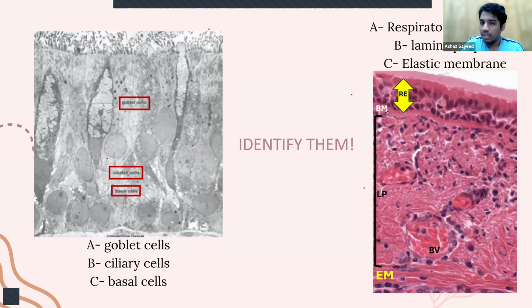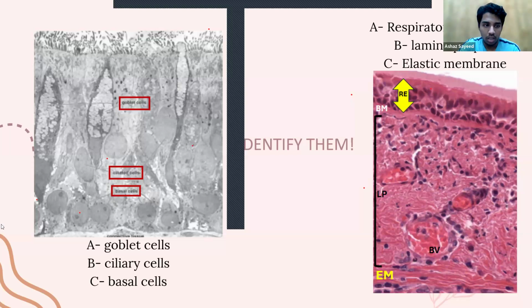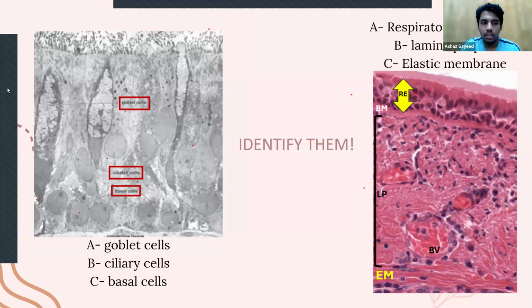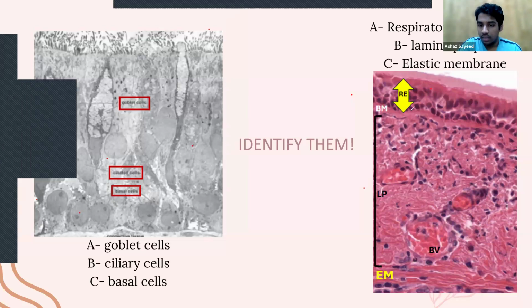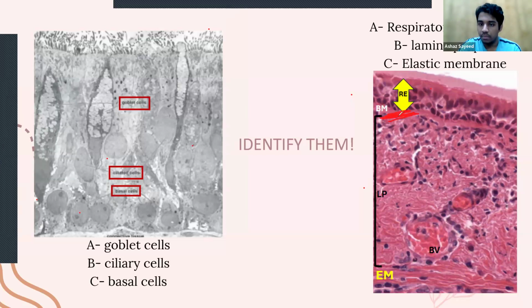I gave you guys a hint because of the basement membrane being there, and then another membrane being there. That was the hint over here. So anytime you see this, just know that this is the respiratory epithelium. The respiratory epithelium and the lamina propria are separated by the basement membrane. And the lamina propria and the submucosa are separated by the elastic layer.